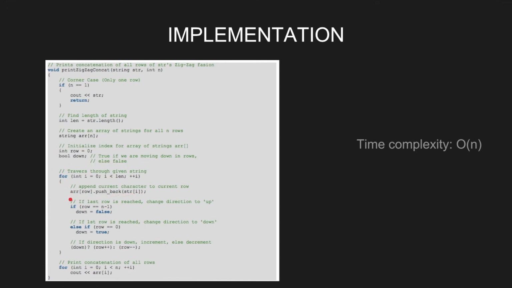If the last row is reached, change the direction to up, that is set down equal to false. If the first row is reached, change the direction to down. If the direction is down, increment the value of row, else decrement it. Finally, print the concatenation of all the rows. We run a loop till n and print the string at that row.